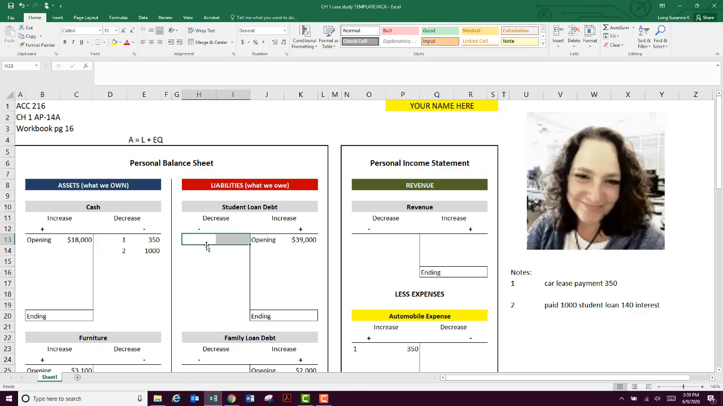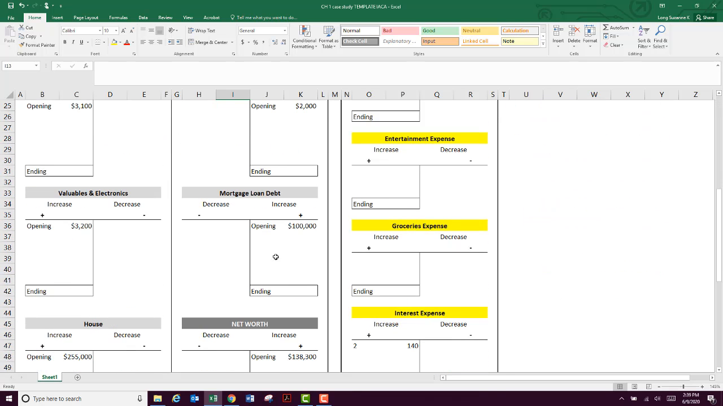So that's part of why this is a great practice problem for us to do together and for you to be able to review, because then you can hear me talk through it and see how this kind of transaction goes. So this $1,000 is the total payment, and part of that total payment is the decrease in the loan, and the other part is the interest on the loan.